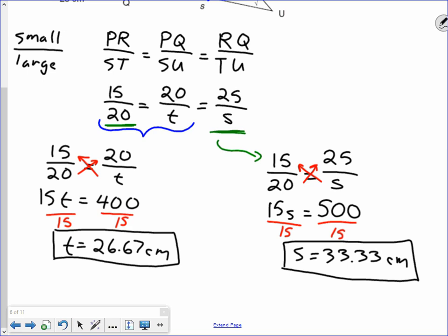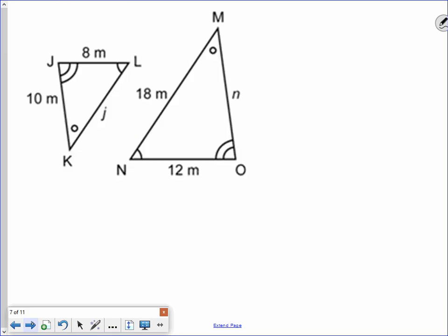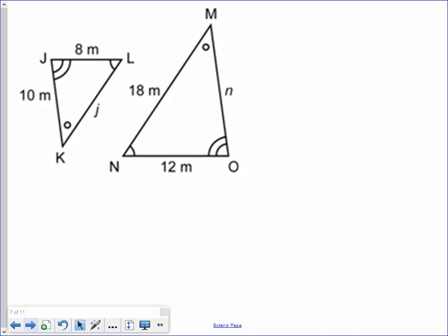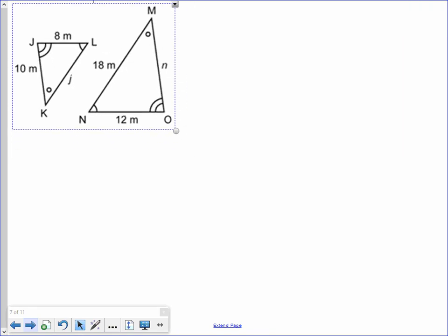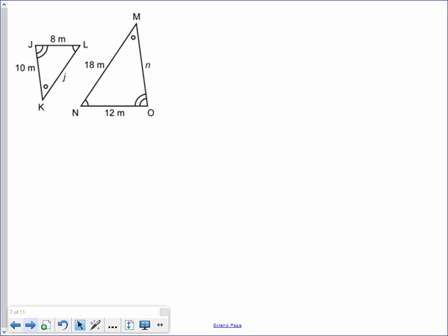So let's do another one. Here we've got our two triangles. Let's just make this a little bit smaller here so we have more room to work. Now let's start by figuring out which of our sides are corresponding. In our small triangle, we've got JK here. It goes between the two arcs in the circle. So two arcs in circle, it's going to correspond to this side over here.